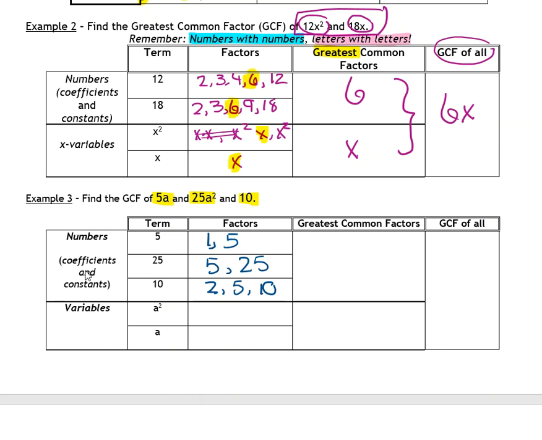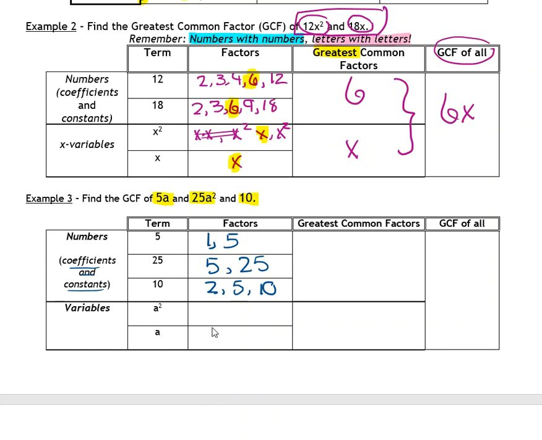Now over here you'll see it says coefficients and constants. We've already talked about vocabulary in this course. Coefficients are, like this 5 is a coefficient and the 25 is a coefficient, because they are the numbers in front of the letters. 10 is a constant because it has no variable. So it's just called a constant. That's the difference between the words coefficients and constants.